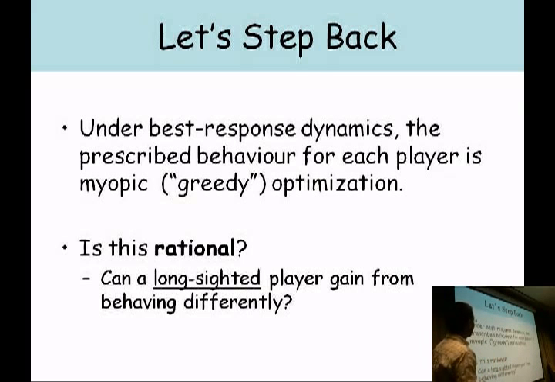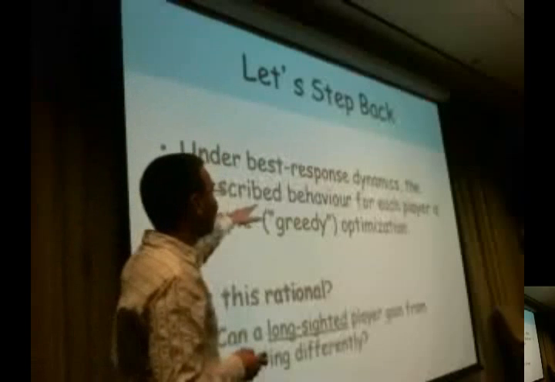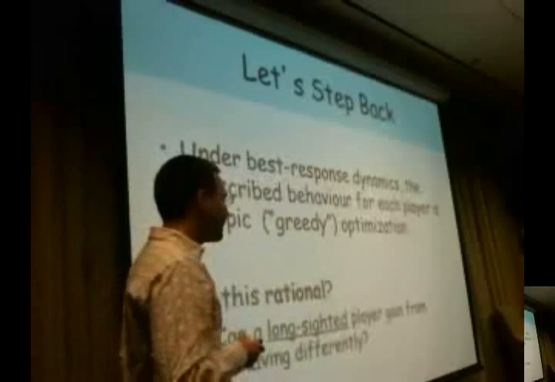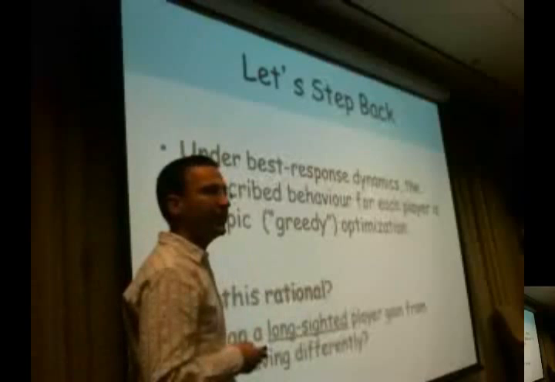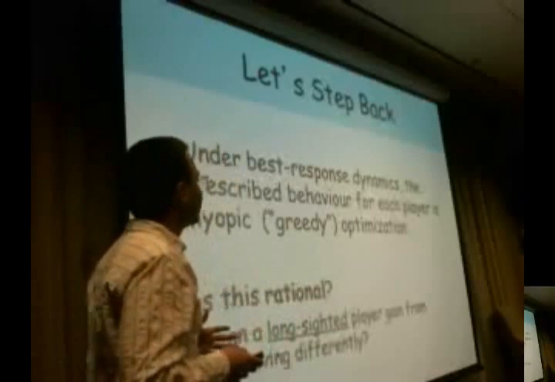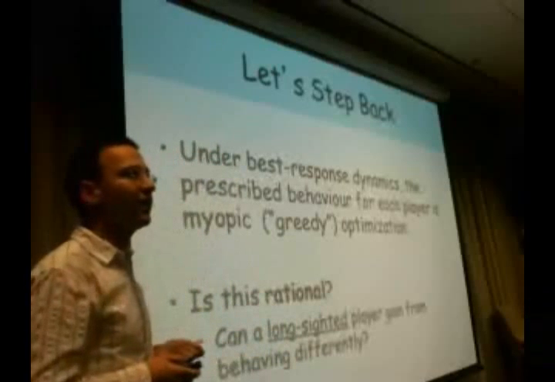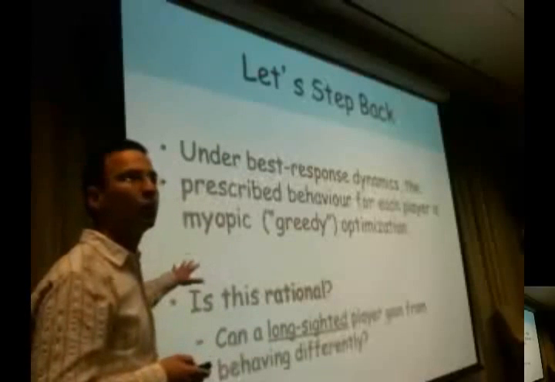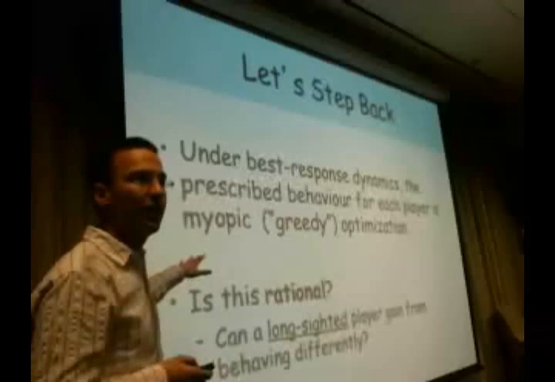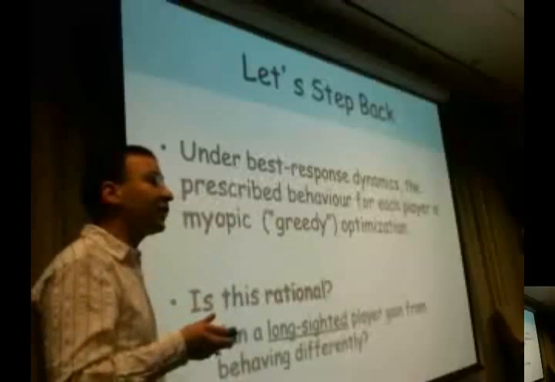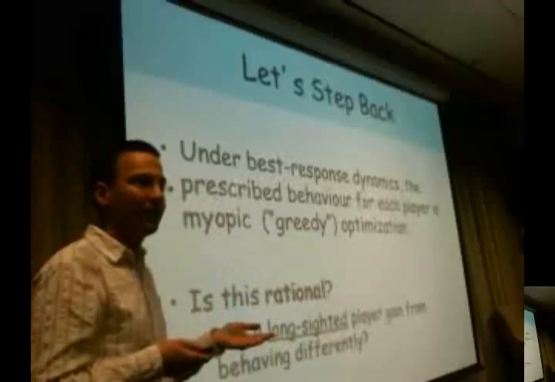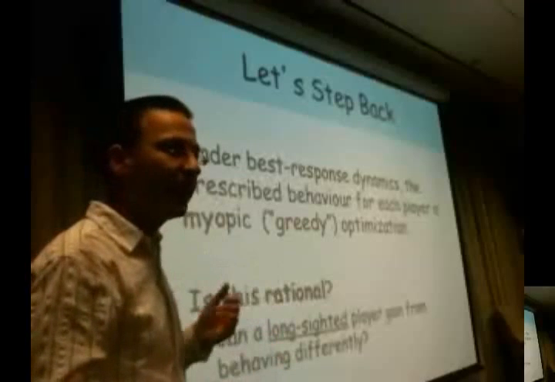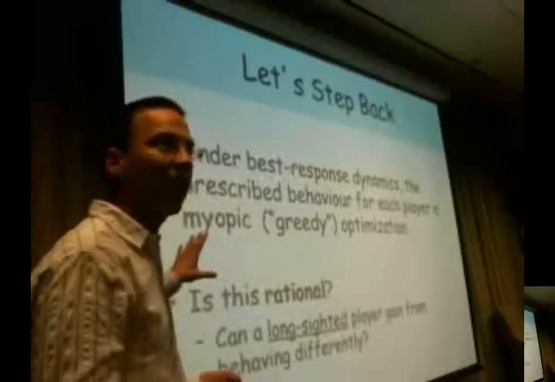Okay, so under best response dynamics, the prescribed behavior for each player is basically greedy optimization. But is this rational? Something somewhat surprising in the game theory and economics literature is that often best response dynamics is assumed without strategic justification. But if the players are rational and they can benefit from not doing this, then why don't they deviate from best response dynamics? That's the essence of this talk.